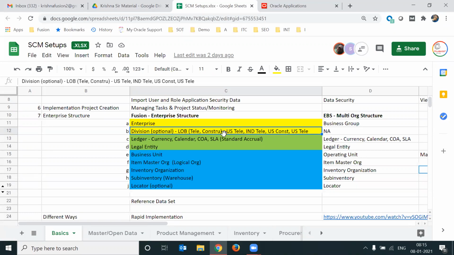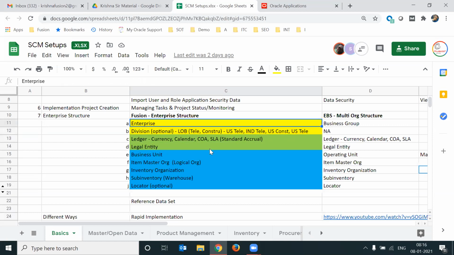Those are the examples for divisions, but division setup is optional in Fusion. It is not mandatory to be created. As of now, in all my projects, we have not created any divisions.